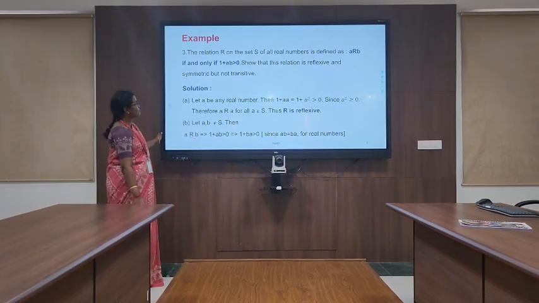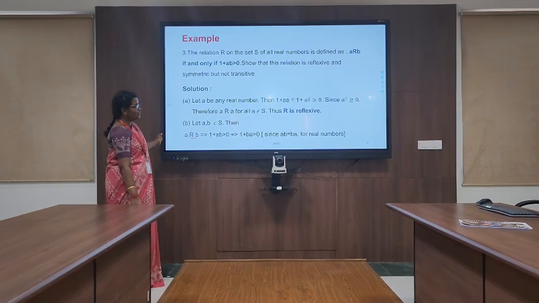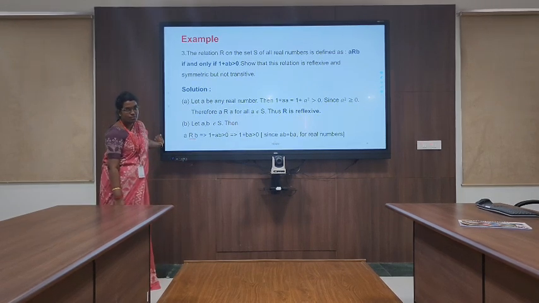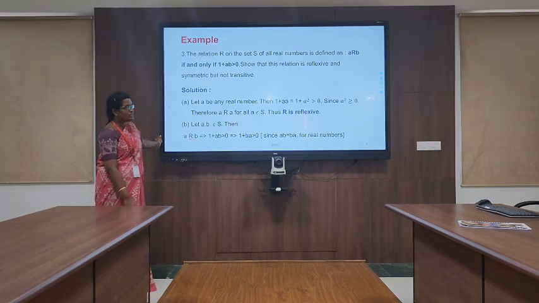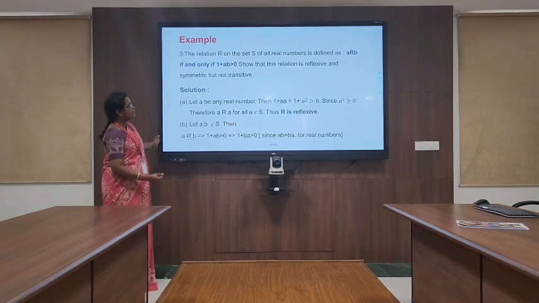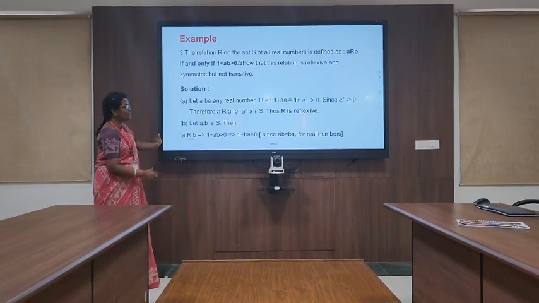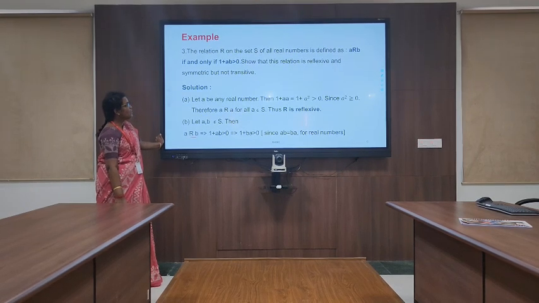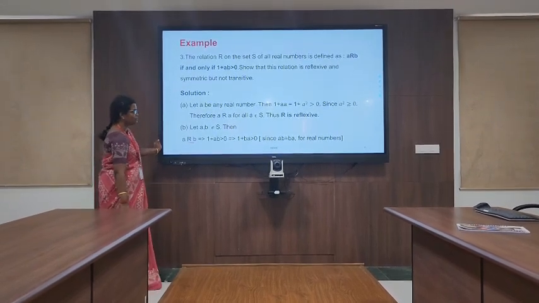Now the next question. The relation R on the set of real numbers S is defined as A is related with B if and only if 1 plus AB is greater than 0. In the previous question, A is related with B if and only if the difference A minus B is divisible by M, that's given. In this question, the elements A and B are related whenever the condition 1 plus AB is greater than 0 is satisfied. That's the only difference. For this relation R, we are supposed to show it is reflexive and symmetric, but not transitive. We'll go one by one.